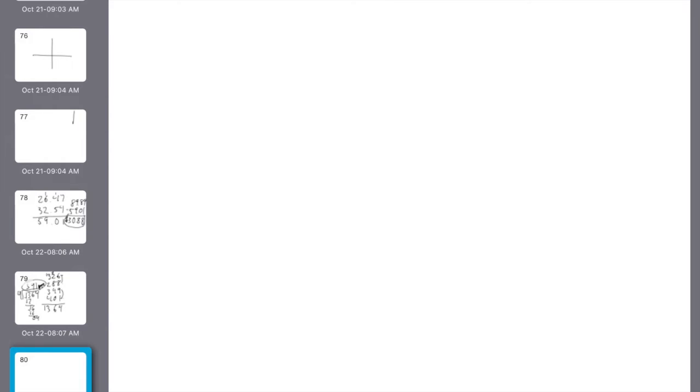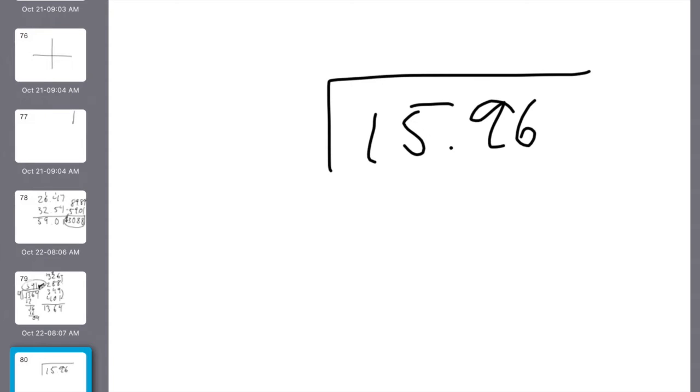Example 3, a 1-year subscription to a monthly magazine costs $15.96. At that price, what does each issue cost? So I have $15.96. We're going to start getting these on our test, guys. And it's a monthly subscription. It's a yearly subscription for a monthly magazine. So I got to divide by 12 because there's 12 months in a year.